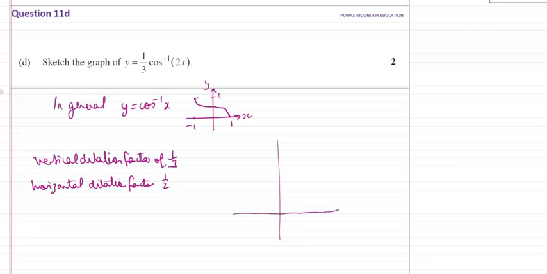So instead of going between 1 and minus 1 on the x-axis, it's now only negative a half to a half. And instead of going all the way up to pi, I'm going to call that only pi on 3, and this must be pi on 6. And it goes from here through there to there. And that's my graph of y equals a third inverse cos of 2x.